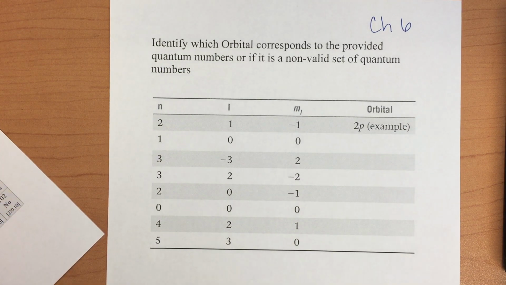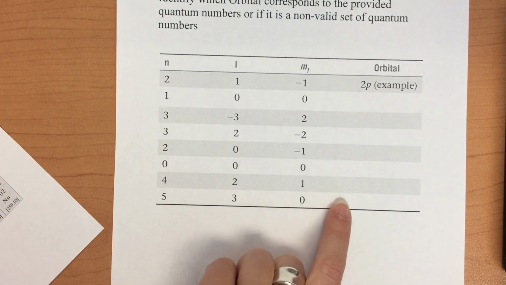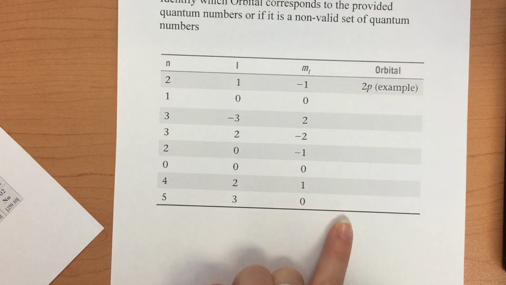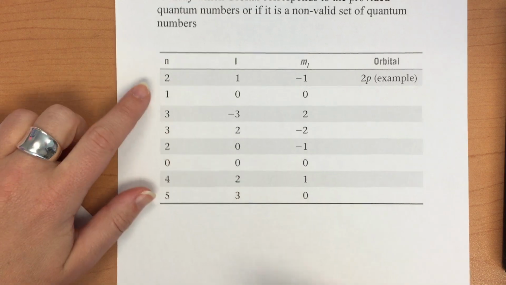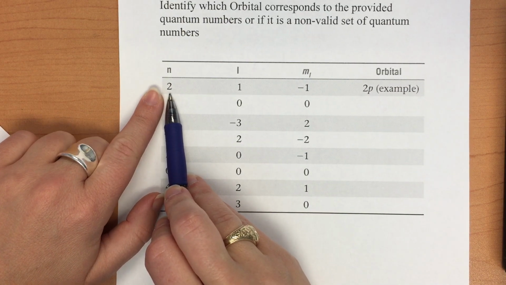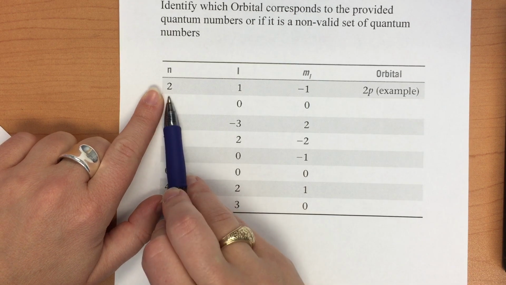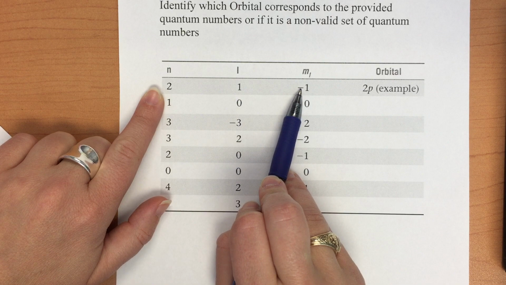In this question, we want to identify which orbital corresponds to the provided quantum numbers, or if it's a non-valid set of quantum numbers. So there are 3 quantum numbers in this case. There's also the 4th, the spin quantum number, which is not shown. In this example, we have n equals 2, which is the principal quantum number, then the orbital, and then the suborbital. So we have 2, 1, -1.